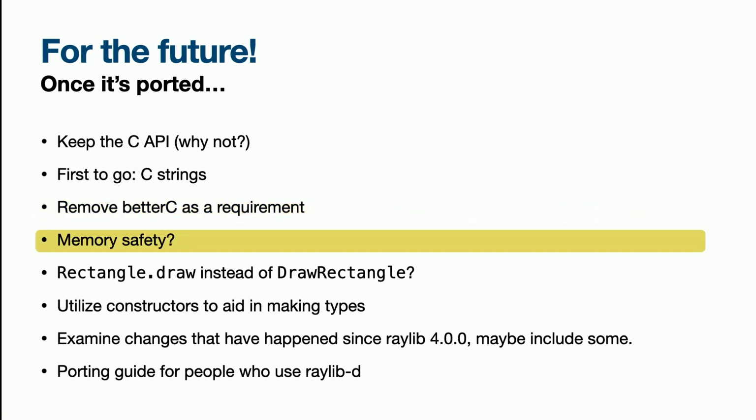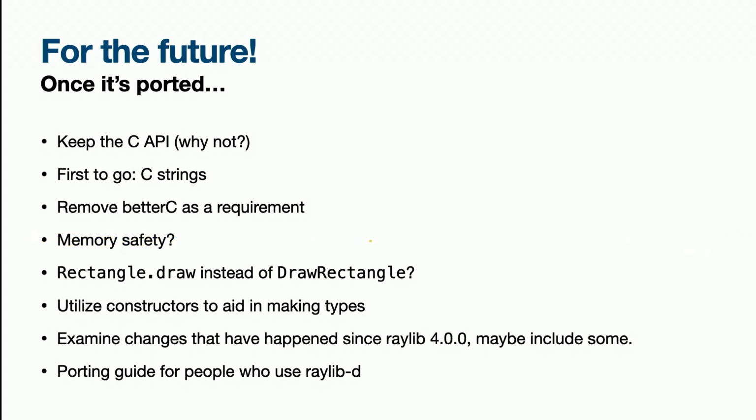I did find a memory corruption problem when I first started doing this and had raylib fix it. Like I said, change the way the API works. Constructors, we don't have constructors in C. It'd be much easier to do some of this stuff. And then also I kind of froze on raylib 4.00. It's now 4.50. It was 4.20 as well. But basically some of the differences there. And maybe put a porting guide for people who use raylib-d.